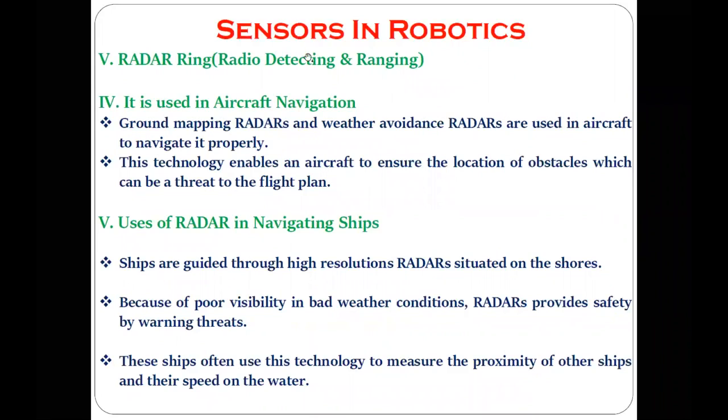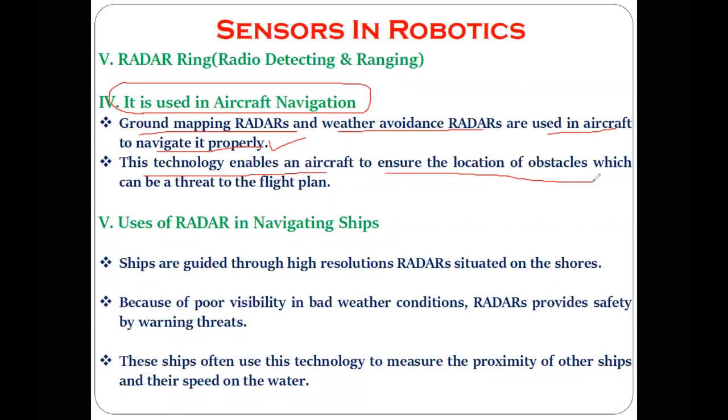Okay, now it is also being utilized in aircraft navigation. To guide the airplane's direction also, there is a utilization of the radar system. So ground mapping radars and weather avoidance radars are used in the aircraft to navigate it properly. To show the direction to the airplanes, there is a utilization of the radar system. So this technology enables the aircraft to ensure the location of the obstacle which can be a threat to the flight. Here I wish to mention the plane.